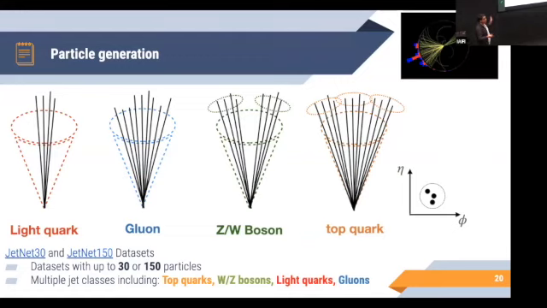The number of particles they contain can be very different from each other. And in these data sets, you either have 30 particles in total, so you truncate, or you have 150. So you also need to deal with this variable number of particles.